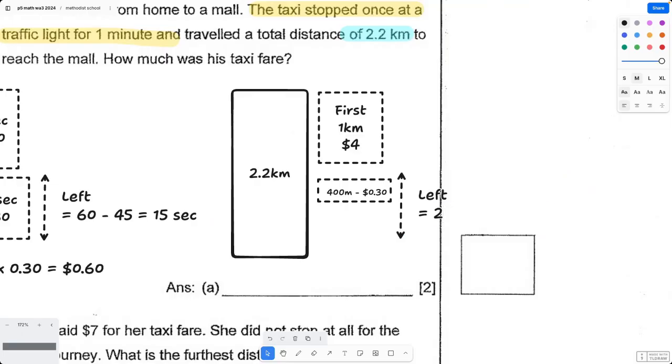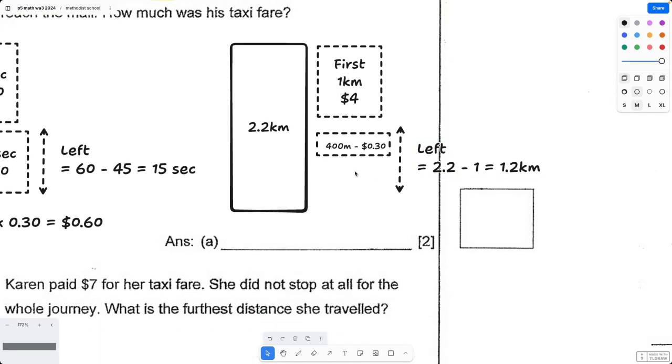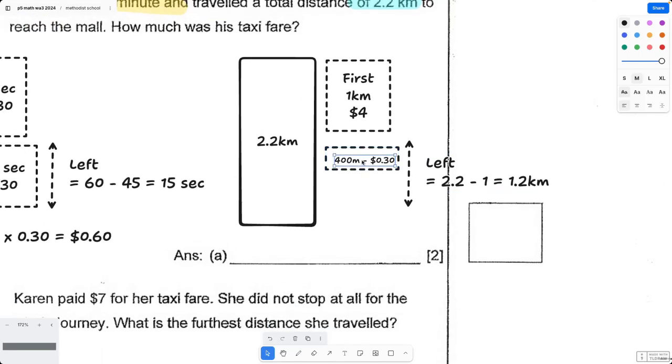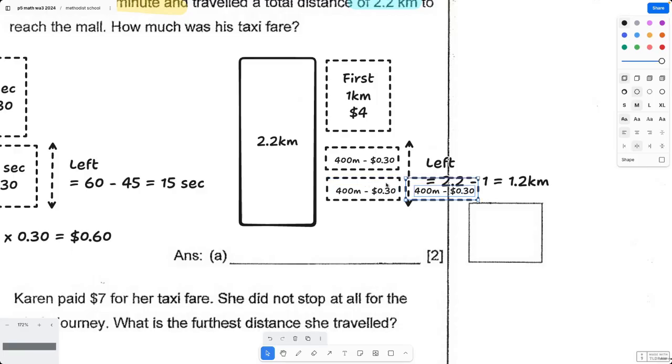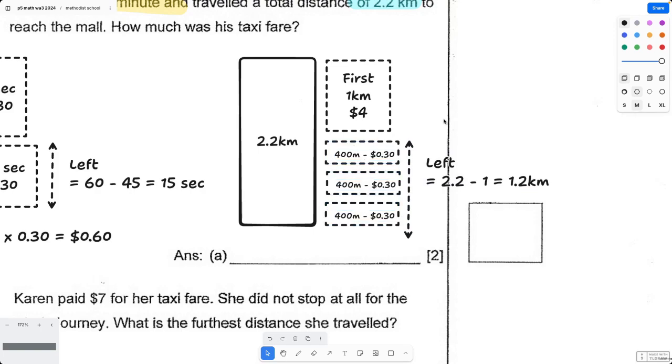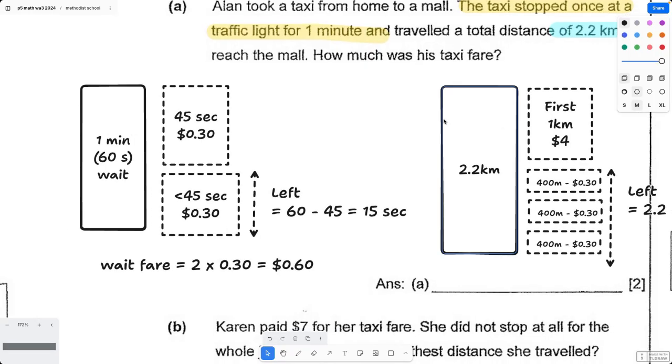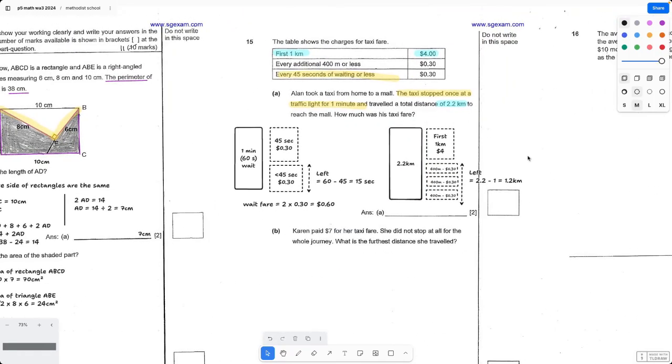2.2 minus 1 is equal to 1.2. So we're left with 1.2 kilometers. What we need to do is divide. So how many blocks? The number of blocks is, I would say, 3 blocks. 1, 2, and 3. This is pretty straightforward. So we just have 3 blocks to get 1.2 kilometers. That is essentially it.